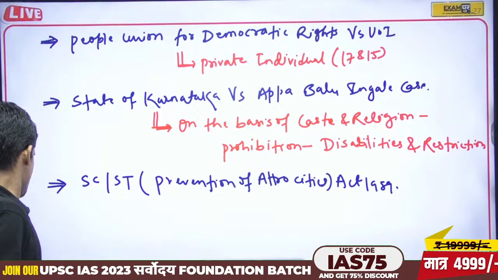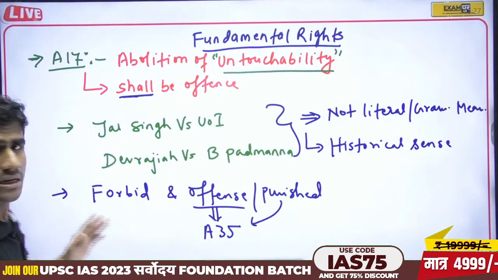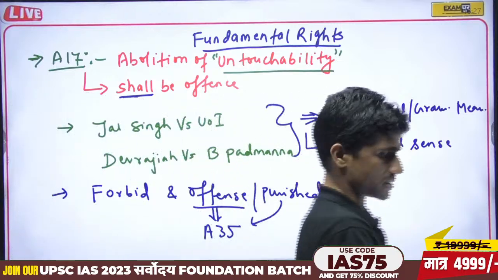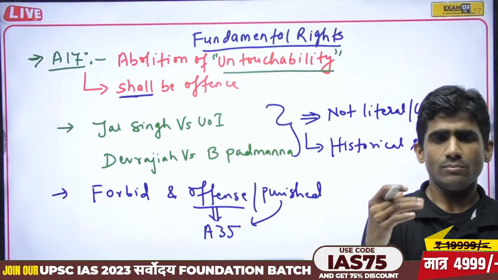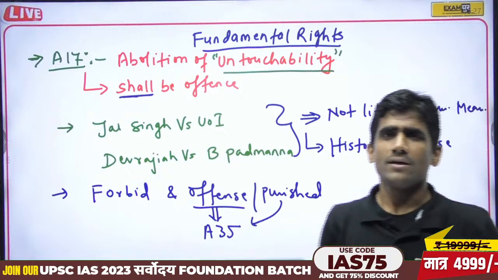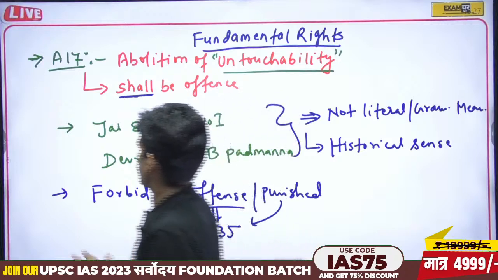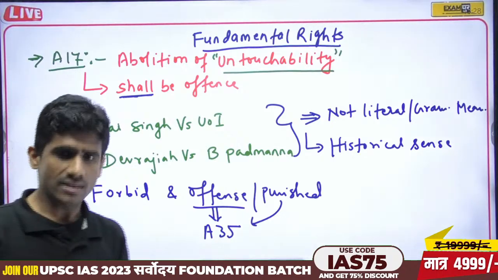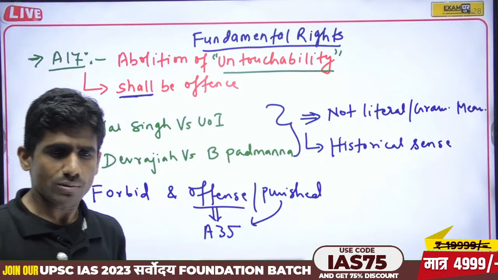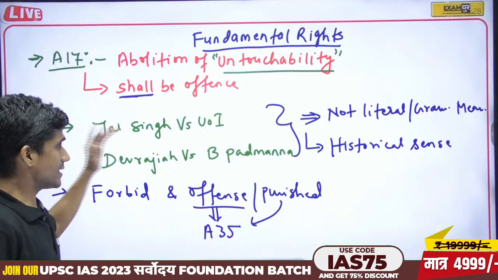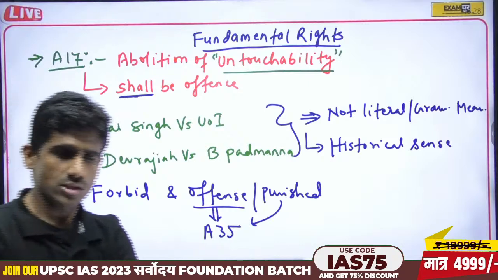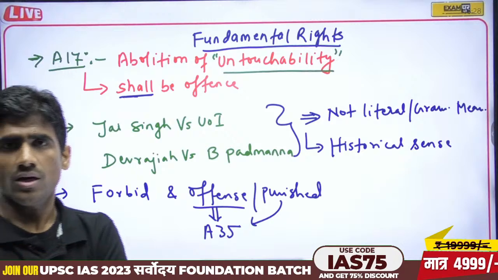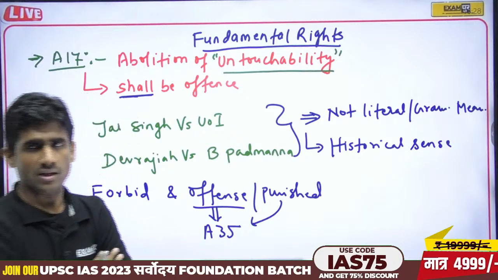Now if you have any doubt up till now, please let me know. Article 17 is not a very big article, and today I'm trying to complete it in a single class. Initially we discussed what Article 17 is about, and that untouchability is not mentioned in our original Constitution. But over multiple judgments, like Jai Singh versus Union of India and Devarajiah versus B. Padmanna, the word untouchability was interpreted and given its historical sense. There is no literal or grammatical meaning of the word untouchability.